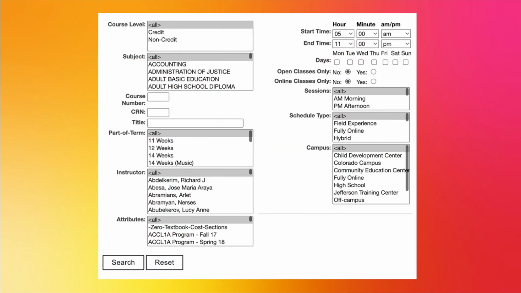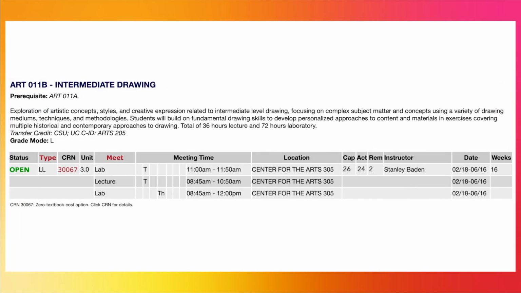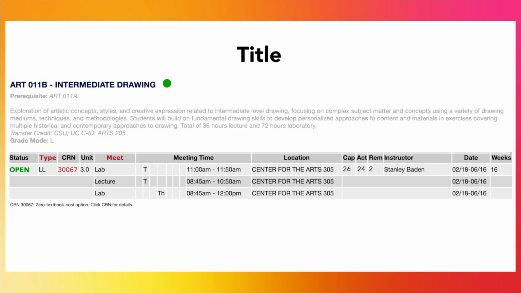Classes can be found by selecting various criteria, such as subject, instructor, or meet times. Once you're ready, click on the search button to get started. The results on the next page can be a little overwhelming, so we'll break it down for you. The first thing to take note of for each course is the title, followed by the course prerequisites, if any are required. Prerequisites are courses that need to be completed before a student may enroll in this course.